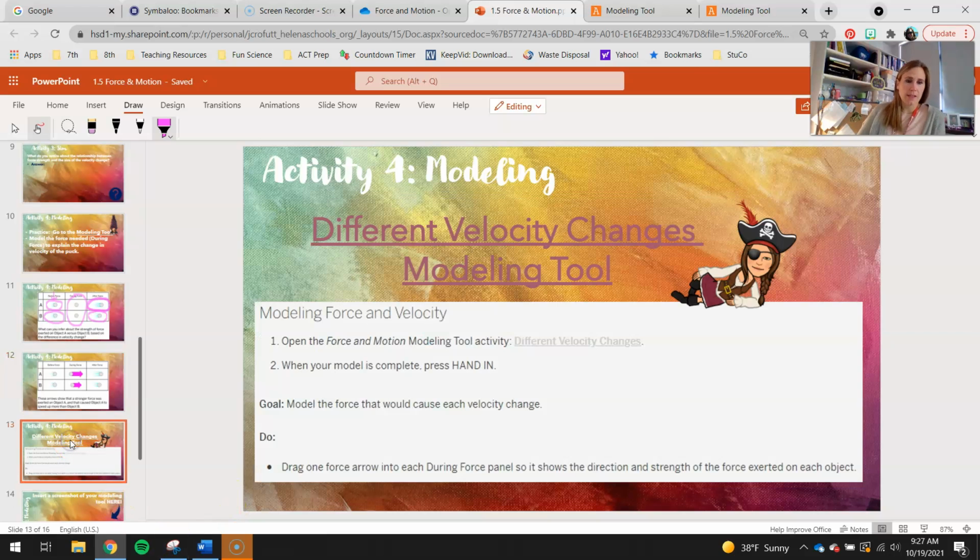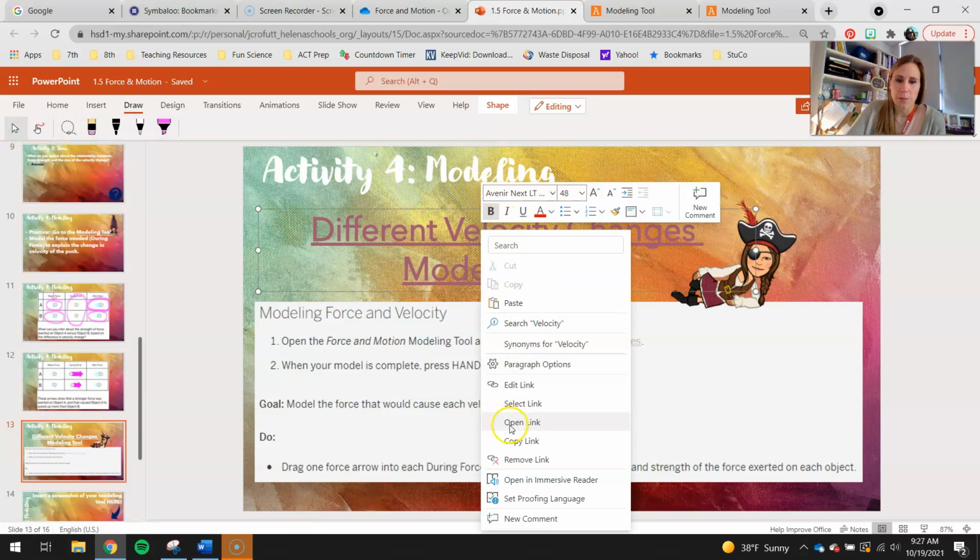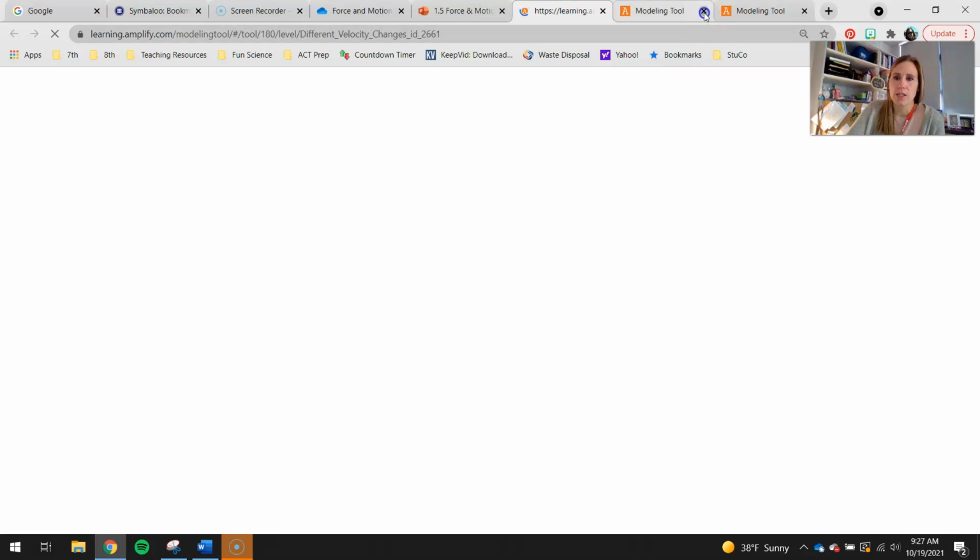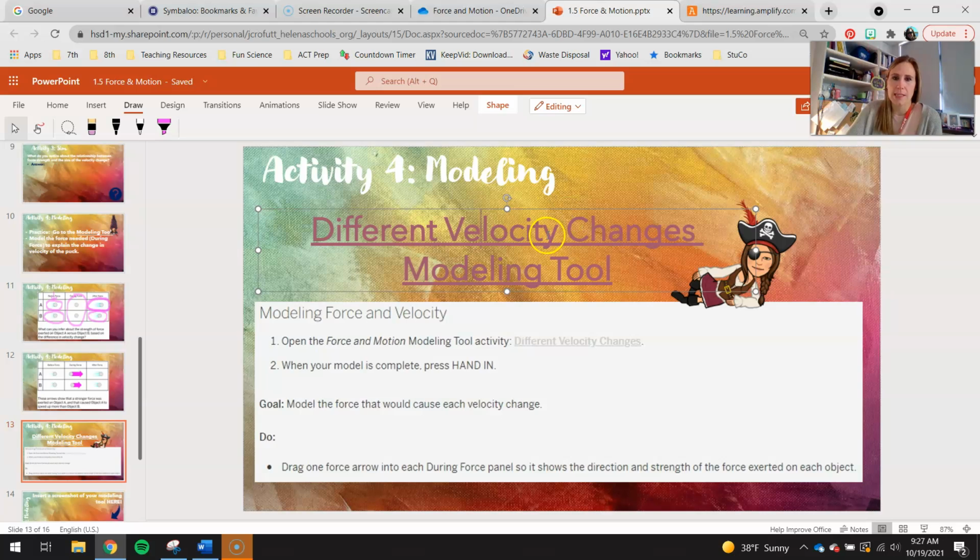Okay? All right, final little section for you guys. You guys are going to practice this modeling in a different modeling tool. So you will need to open up this different modeling tool. It is not the same as the one you used before. So I'm going to go ahead and open it up. This one is called Different Velocity Changes.